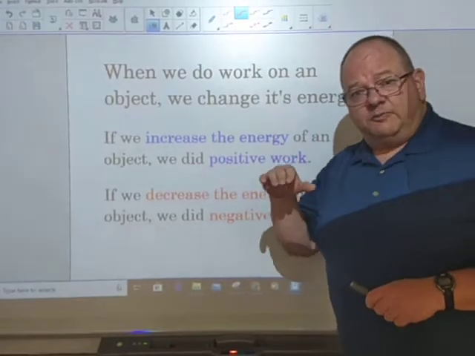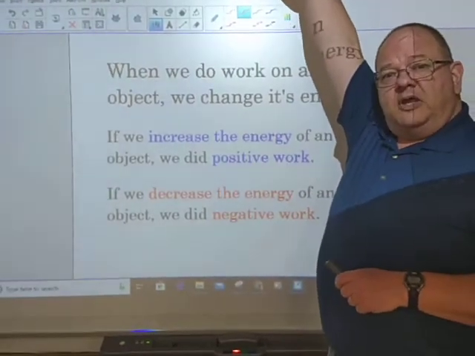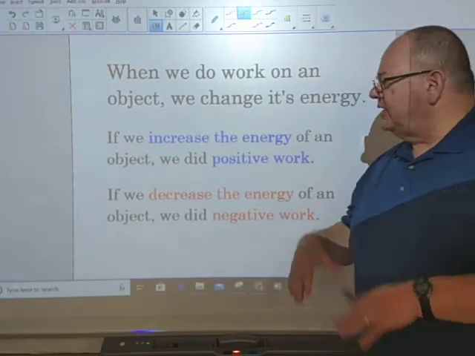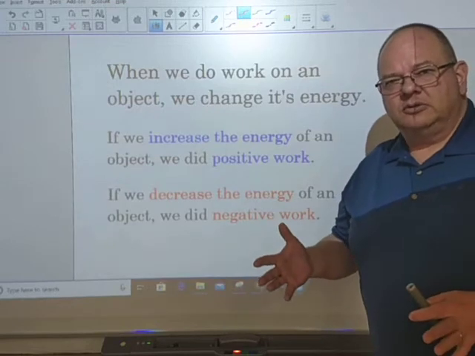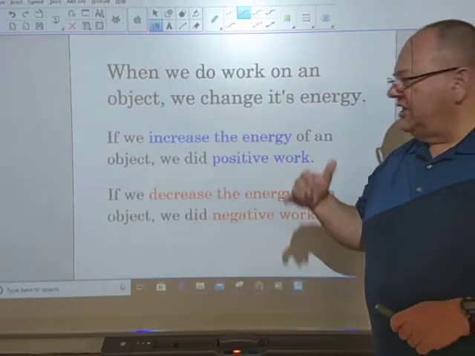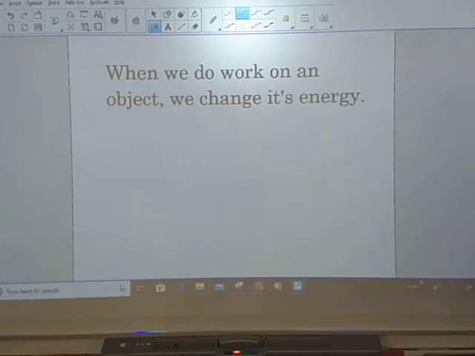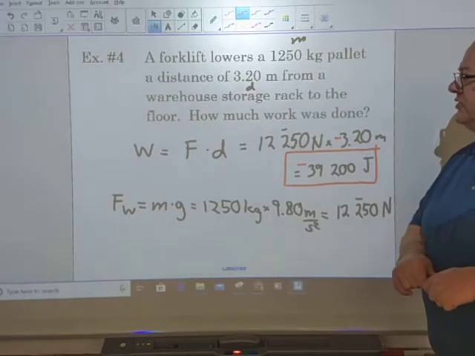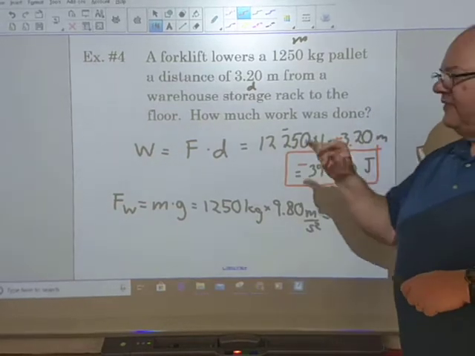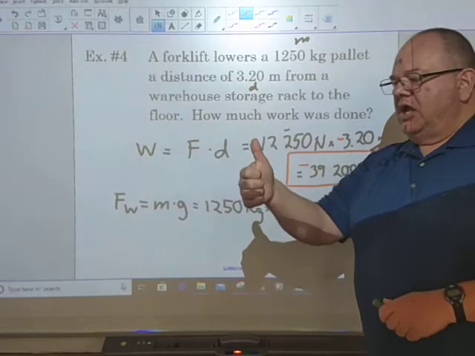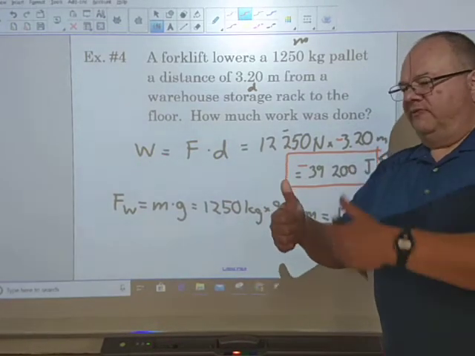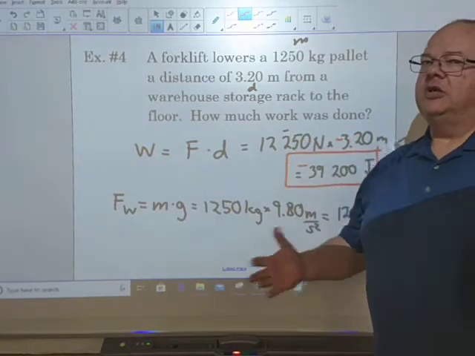Now, our forklift problem, we took the pallet from up here and we lowered it. We actually decreased the energy of the pallet by that 39,000 joules. We didn't increase it. I got to go back. Did I write the correct label? Yes. Okay, so it was negative 39,200 joules of work. We have to think about the distances. So direction matters. Upward force, downward displacement, negative work.